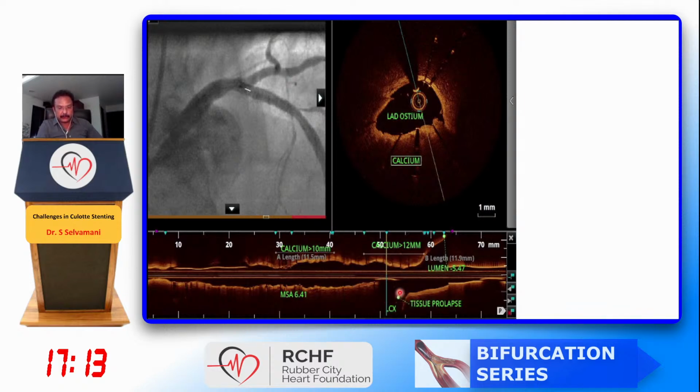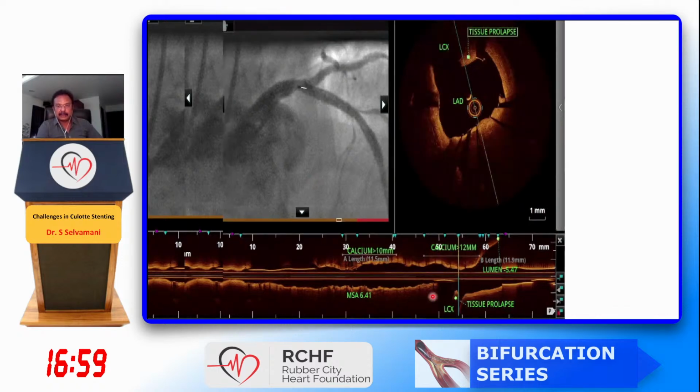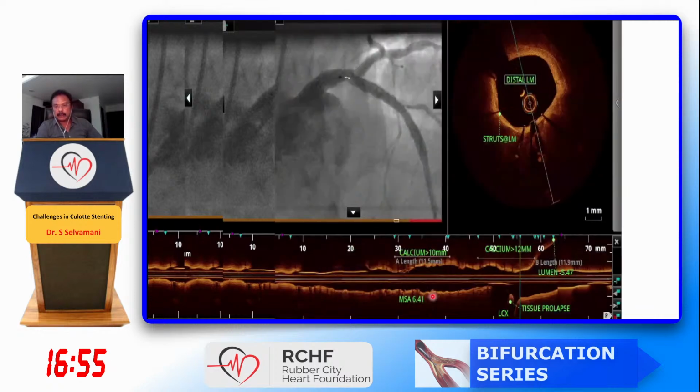On the anterior side, you see there was something protruding inside the lumen. That was a tissue prolapse there. And there was a dissection in the LAD extending into the circumflex. There was a dissection point there, and then there's a tissue prolapse now. And now this is the distal left main stretch. There is a stretch here, and opposite to that there is no stretch.